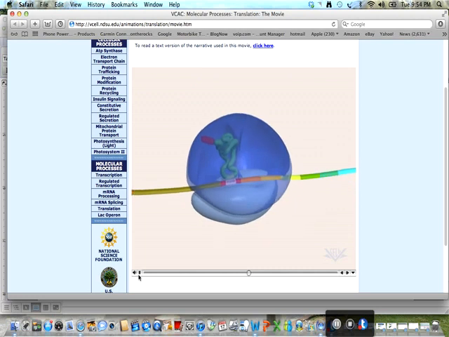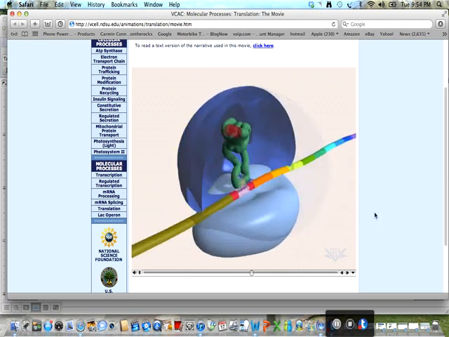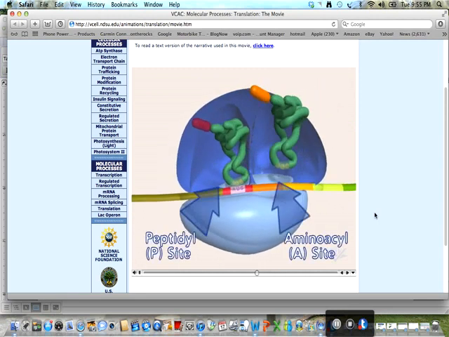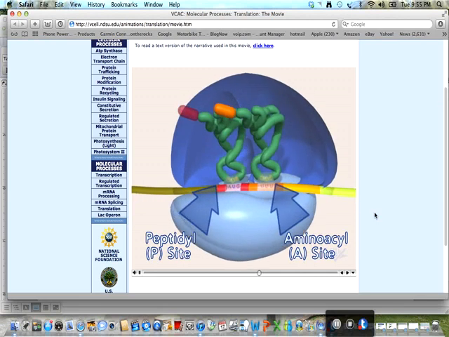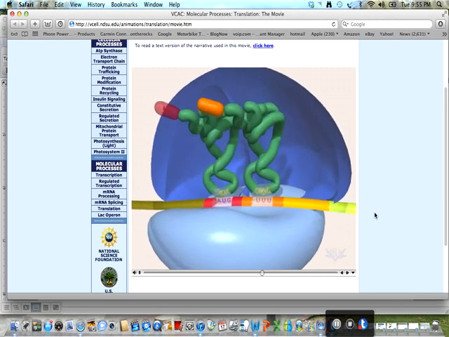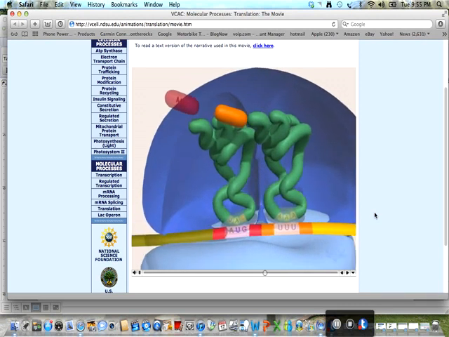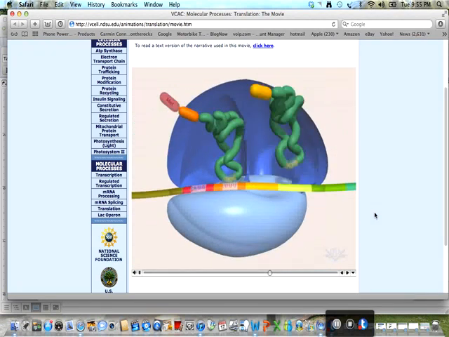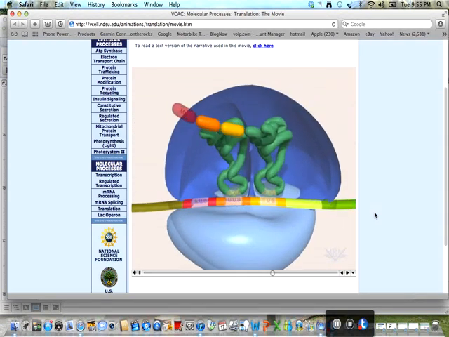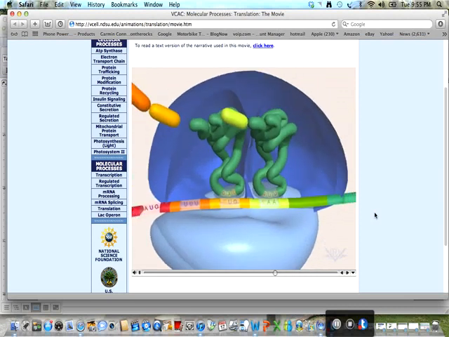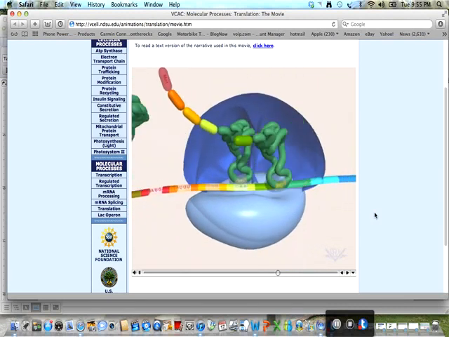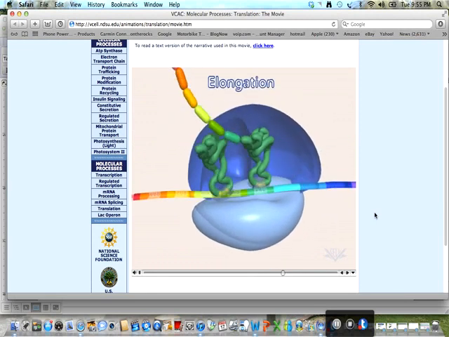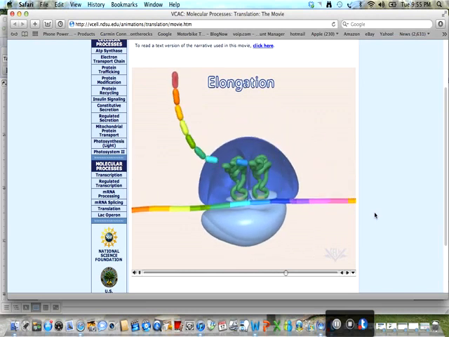The large subunit of the ribosome now binds to create the peptidyl, or P site, and the aminoacyl, or A site. The first tRNA occupies the P site. The second tRNA enters the A site and is complementary to the second mRNA codon. The methionine is then transferred to the A site amino acid, the first tRNA exits, the ribosome moves along the mRNA, and the next tRNA enters. These are the basic steps of elongation.